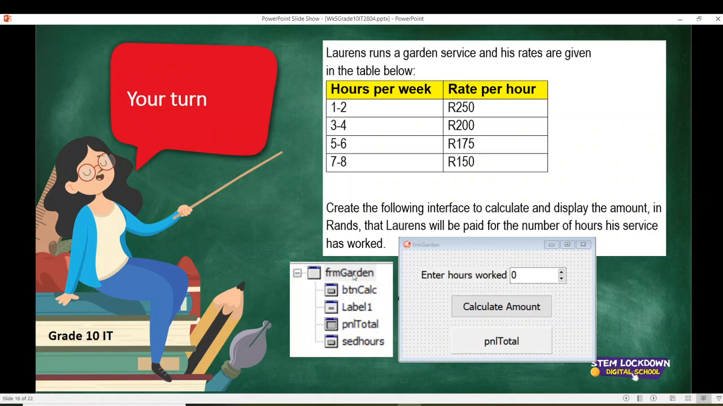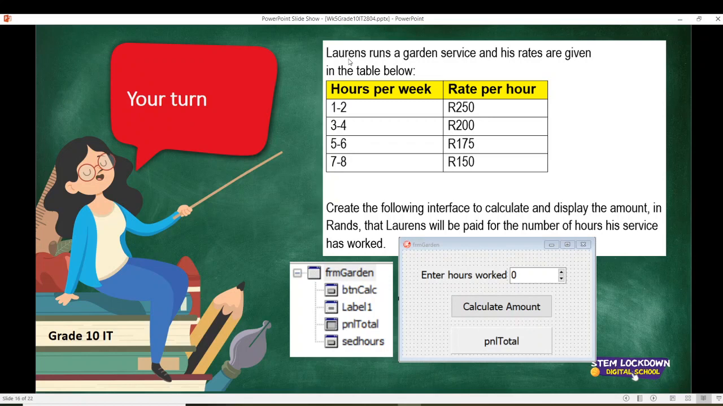So I've given you a screenshot of your structure so that you can see what to call the different components, and I've given you a screenshot of what the form should look like. So you've got a spin edit where the user is going to enter the number of hours worked, and then you've got a calculate amount button.